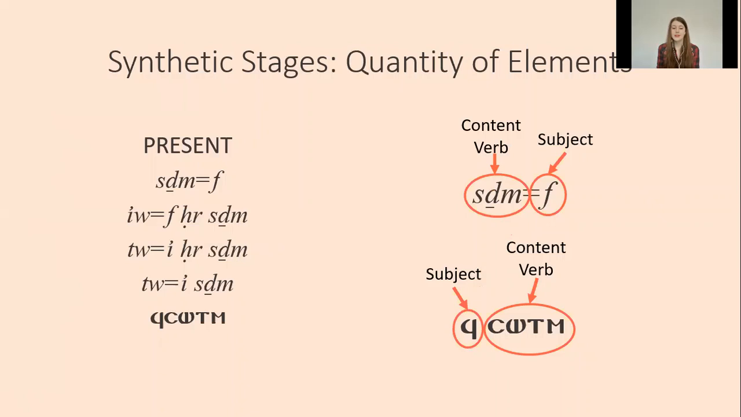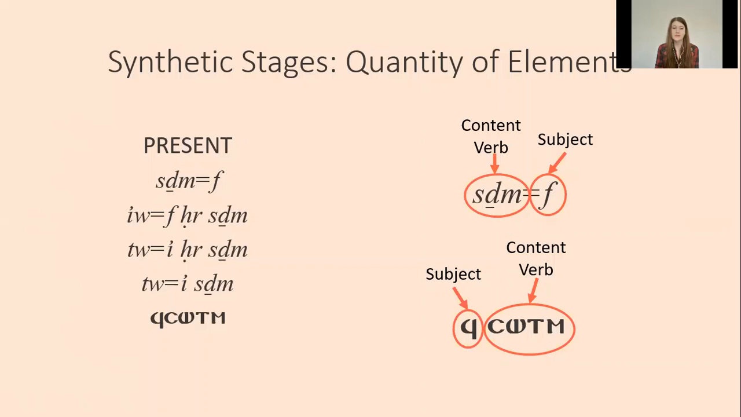The first of these, the present construction, is very straightforward since it only has 2 elements in its 2 synthetic forms. In its earliest form, we can separate out the elements of the content verb, here represented by sejm, and the subject, which is here represented by f. And we can see that the latest form, f sotum, contains the exact same 2 elements, with the content verb here represented by sotum, which is the same verb as sejm, just having gone through a few developments of its own, and the subject still represented by f. And for anyone who's not familiar, this letter is just the way that f is written in the Coptic alphabet. So from this, we can see that both synthetic forms of the present had 2 elements, the content verb and the subject.